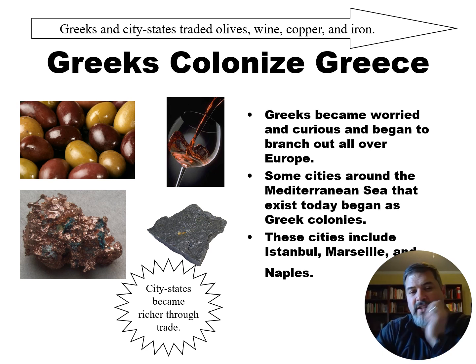They began to colonize other parts of Greece. Greeks became worried and curious and began to branch out all over Europe. Some cities around the Mediterranean Sea that exist today began as Greek colonies. These cities include Istanbul, Marseille, and Naples. And they became rich through trade.